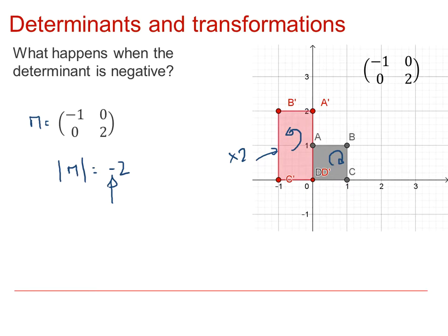For example, we could consider this transformation as being firstly a stretch parallel to the y-axis, and that would put in a subsequent point here, let's call it B double dashed, and then a reflection in the y-axis produces the final figure. That reflection is indicated by the fact that we've got a negative in the determinant.